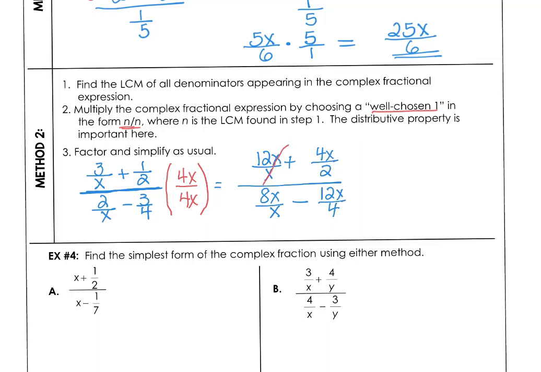So you can see that x over x is eliminated. The 2 divides 4, and we end up with a 2x here. Again, the x over x is gone, and 4 divides 12, and we end up with a 3x here. So we've eliminated all of the denominators. And that's going to give us 12 plus 2x in the top fraction, and 8 minus 3x for the bottom fraction. And we've simplified that complex fraction.